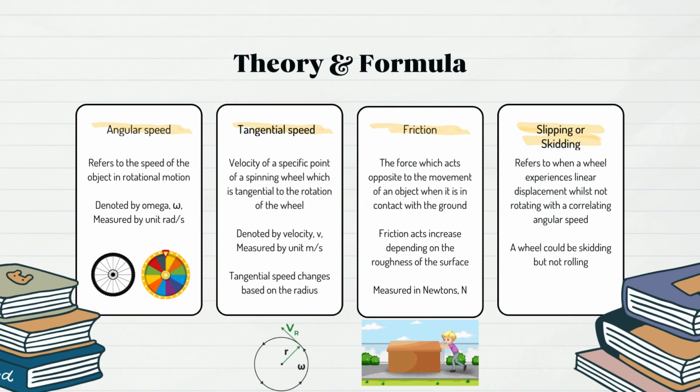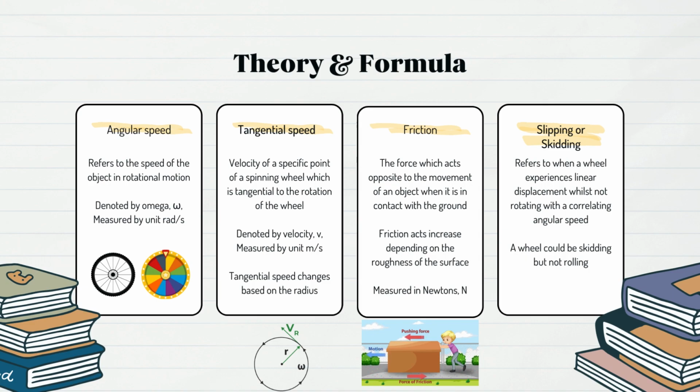First, we will look at the angular speed. What is angular speed? Angular speed refers to the speed of the object in a rotational motion. Angular speed is denoted by the symbol of omega and it is measured by the unit of radian over the second. Okay, next we continue with the tangential speed.